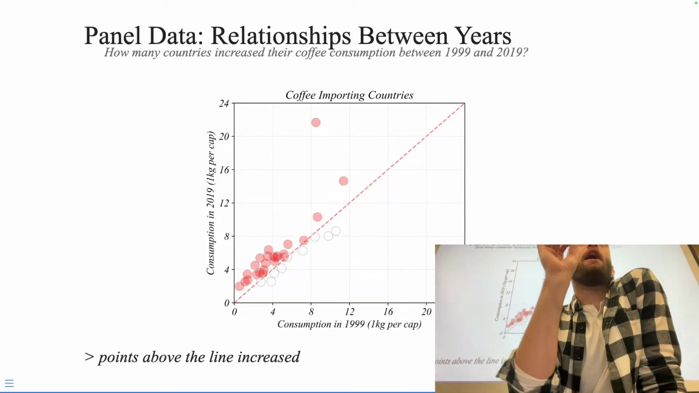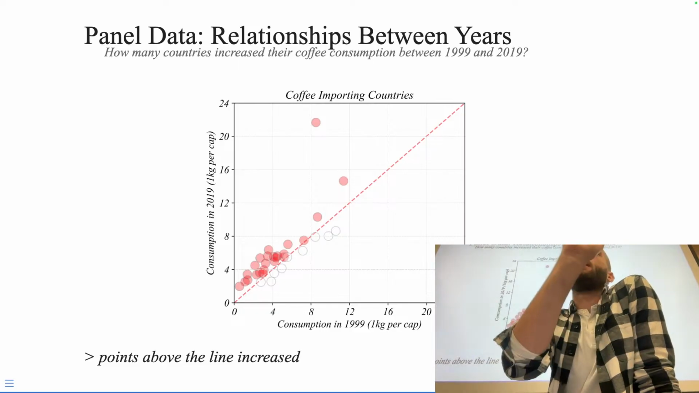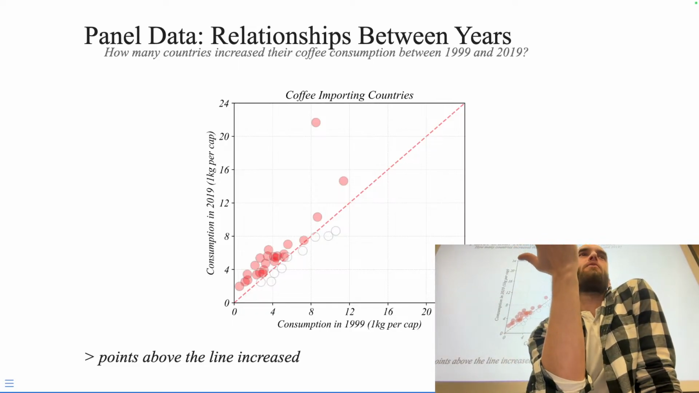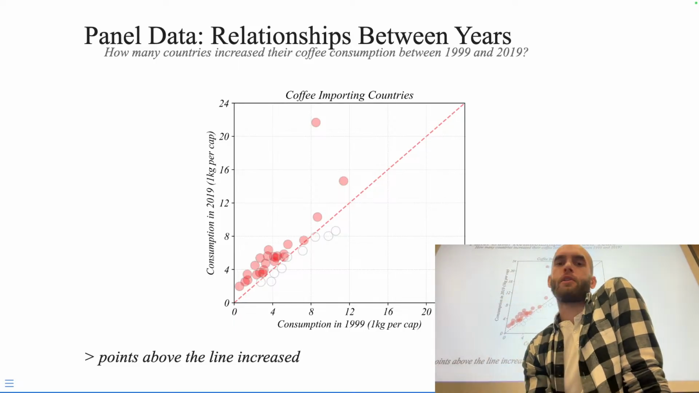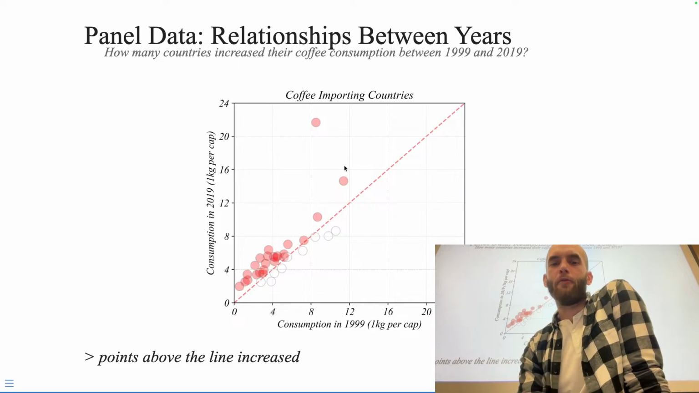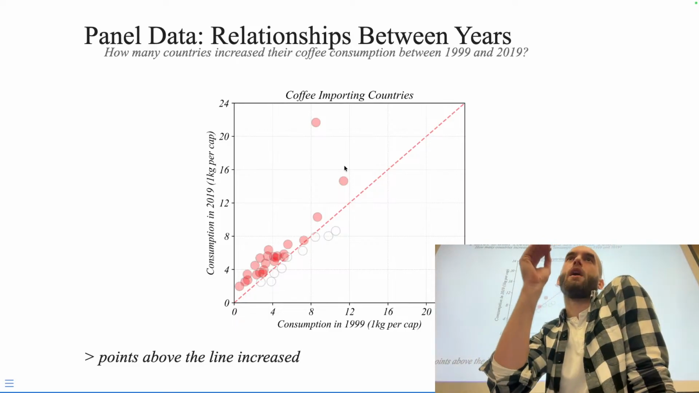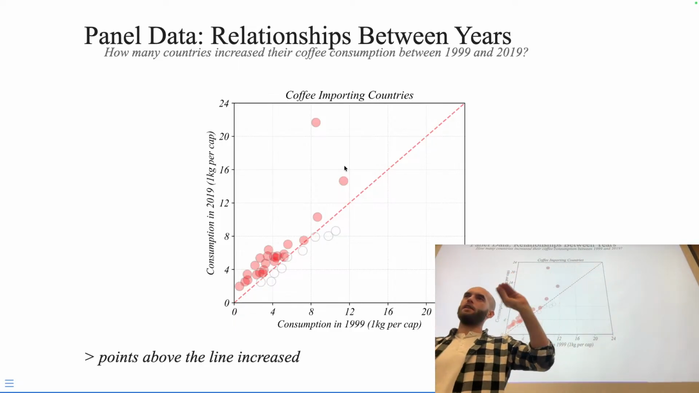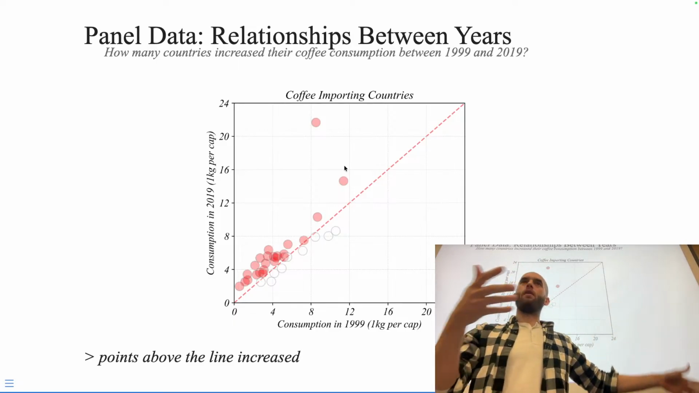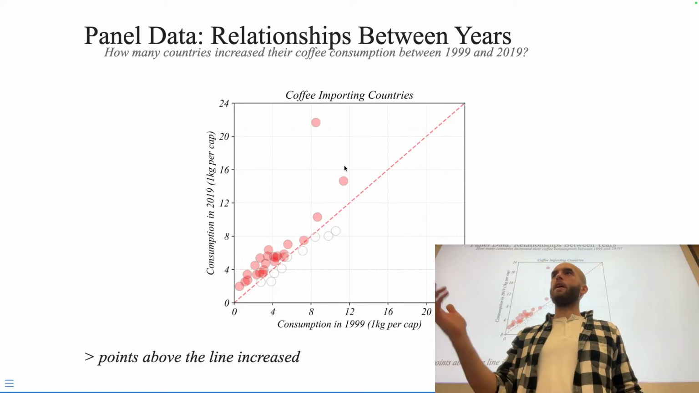So just as a bit of a walkthrough here, sometimes it's maybe unclear which side of this 45-degree line is which. Let me just walk you through how I think about identifying which region is which. If I have a point above the 45-degree line, in 1999, this specific country consumed maybe 11 kilograms per capita. But then in 2019, they consumed about 15 kilograms per capita. So they consumed more in the second year than they did in the first year. So they increased their coffee consumption per capita, and they're above the line.